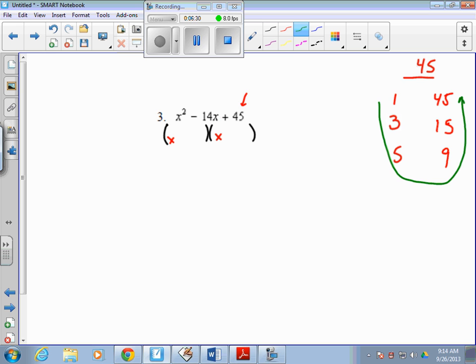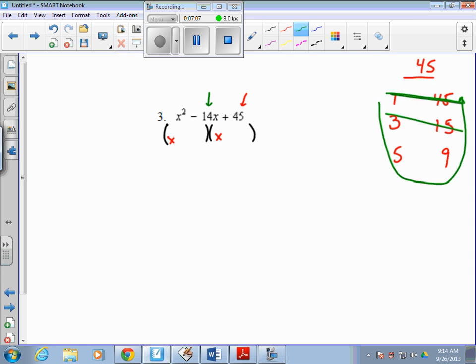So now you look at those pairs of numbers. Out of 1 and 45, 3 and 15, and 5 and 9, which one of those, when you put them together, will give you the number 14? Again, don't think of positives and negatives right now, just think of combining them. When you put 1 and 45 together, you're either going to get 44 or 46. So we don't want those numbers. We want the number 14. When you put 3 and 15 together, you're either going to get 12 or 18. That's not 14. When you put 5 and 9 together, you're either going to get 4 or 14. So those are the numbers we want because we want 14.